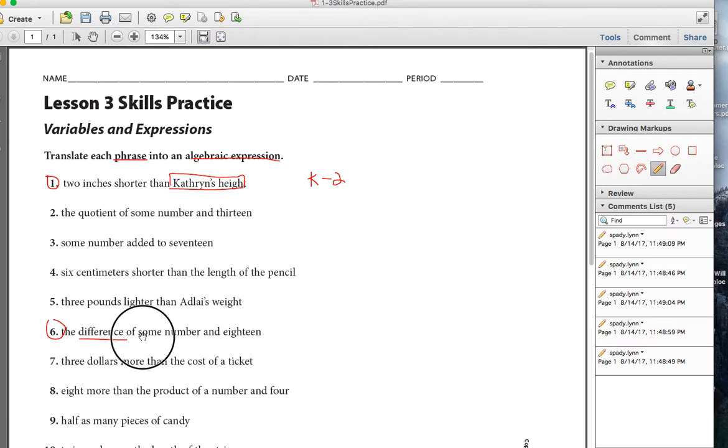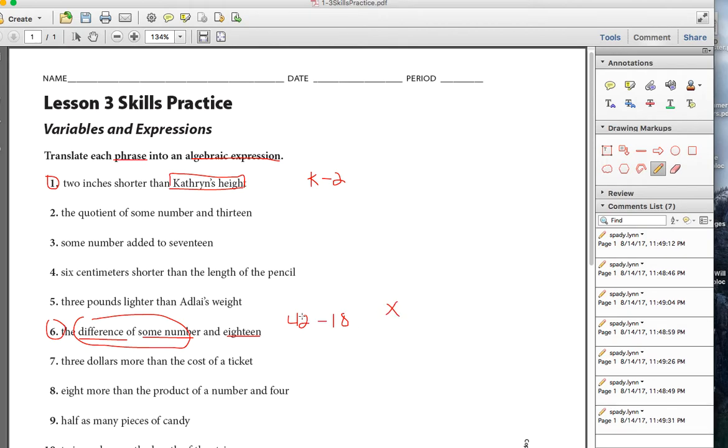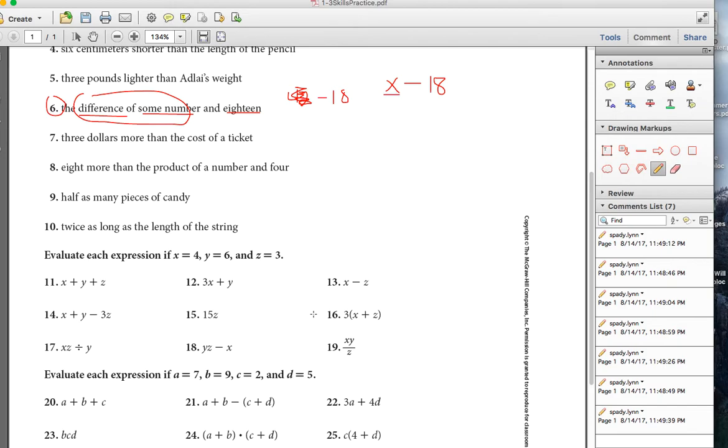The difference of some number and 18. Okay, if I was going to say what's the difference between my age and 18, it would be my age, 42, minus 18. But in this case, it says the difference of some number. Well, we don't know what that number is, so we're going to define a variable. Let's just say that variable is x. We don't know the age, so we're going to cross that off and put a variable instead, and then find the difference between that number and 18. So the answer to number 6 is x minus 18.